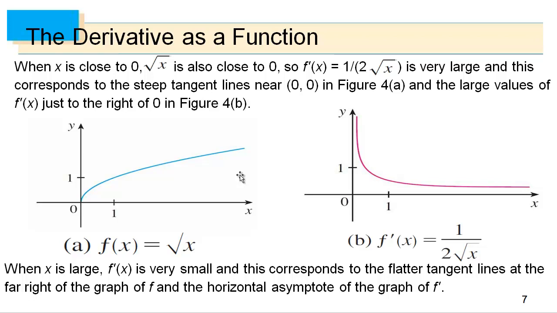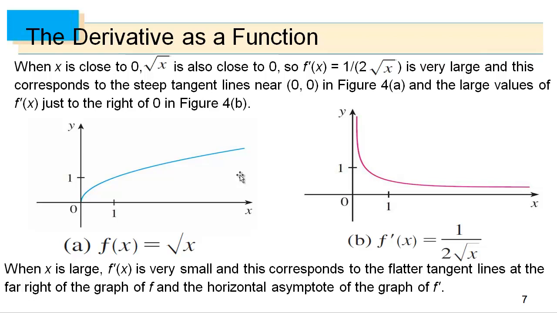Another example. When we let x be very close to 0, we know that the square root of x can also get close to 0. So the derivative of f of x, which equals 1 over 2 root x, is very large, and this corresponds to the steep tangent lines near (0, 0).